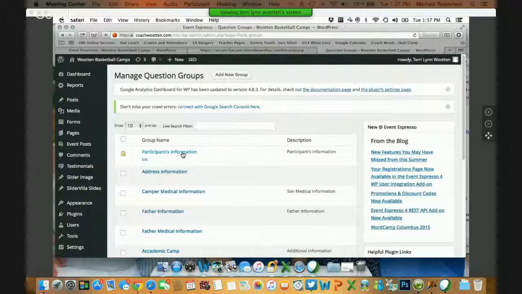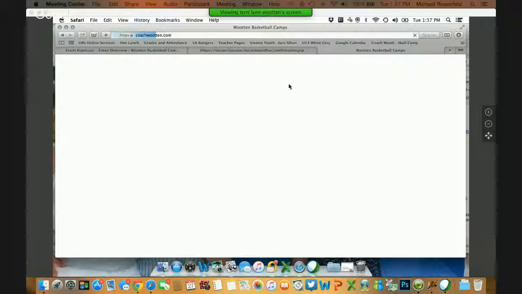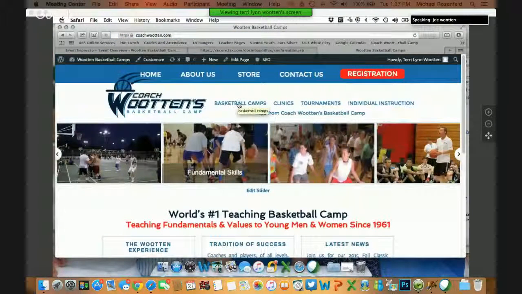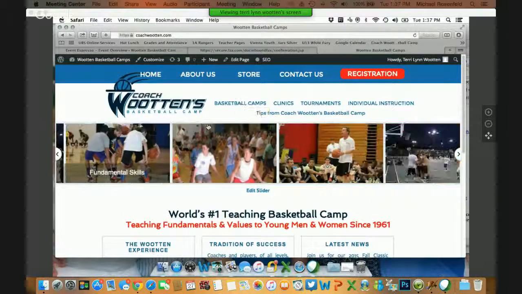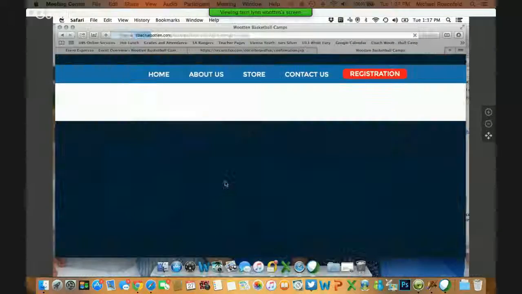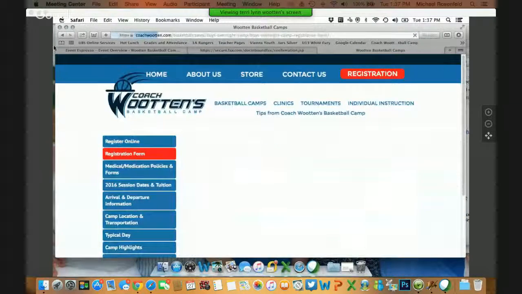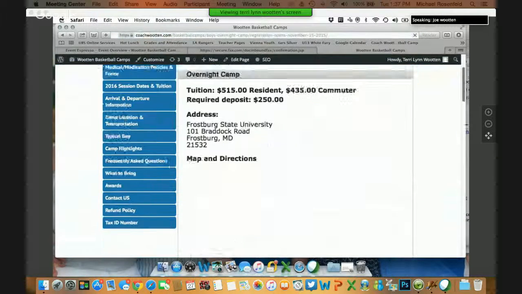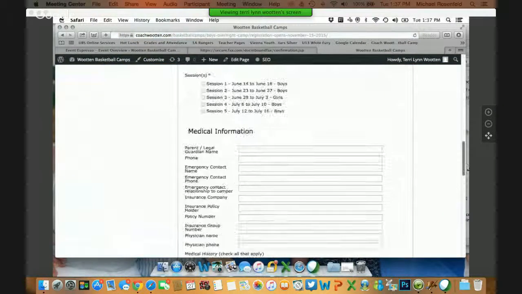Okay. And you don't have any way to show me what the front end form looks like as if I was registering? Let me try. The problem with Event Espresso is when an event becomes expired, I don't know if I can see the form anymore. Okay. Yeah, here you go. This is what the online form looked like.